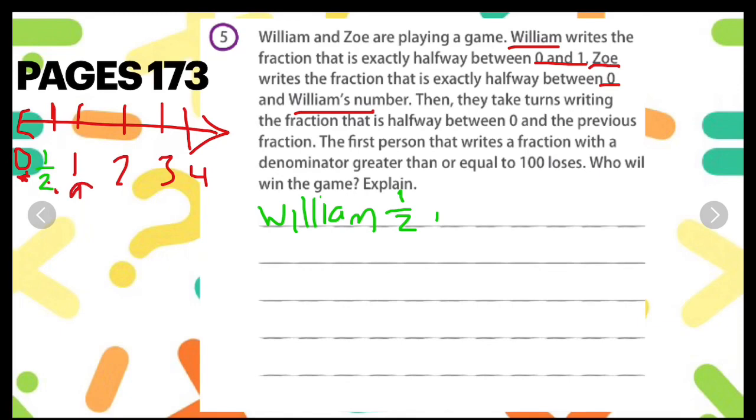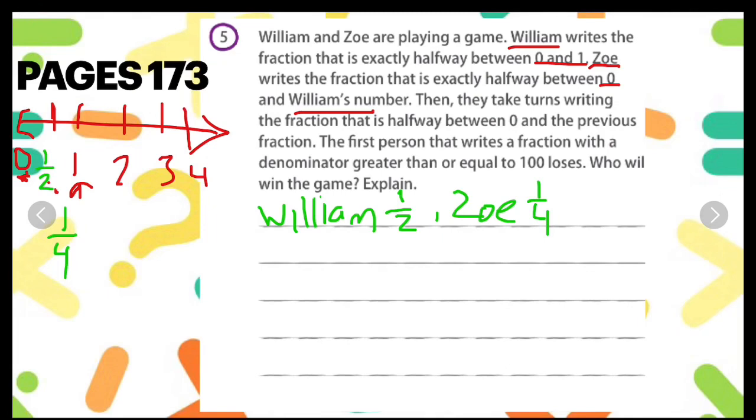But before 1 whole, there's 1/2, 1/4, etc. So in this case, observing this one, that means that Soy has 1/4, okay? And observing this fraction line, that means that Soy's number is 1/4, okay? It says now, then they take turns writing the fraction that is halfway between 0 and the previous fraction, this one, 0 and this previous fraction.